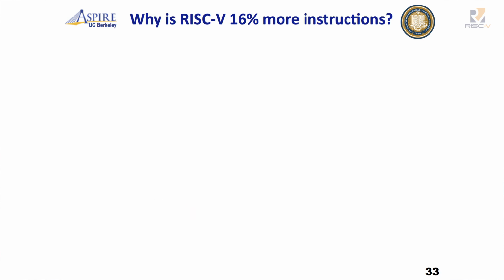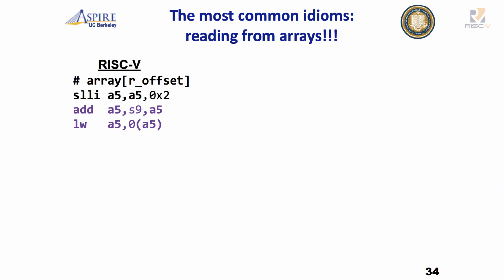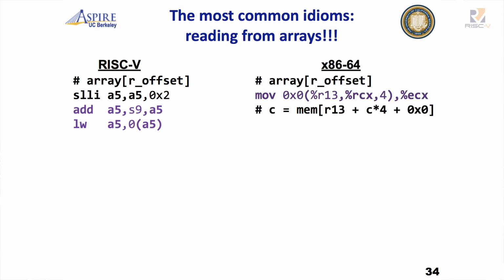OK, so why are we 16% more instructions? To cut to the chase, the most common idiom that I see is reading from arrays. So let's say you want to access an element in an array. In RISC-V, that requires 3 instructions: 1 to scale up the offset to the data type, 1 to add it to the base address, and then the 3rd to load. In another ISA, this is a single instruction. Complicated instruction, but a single instruction.